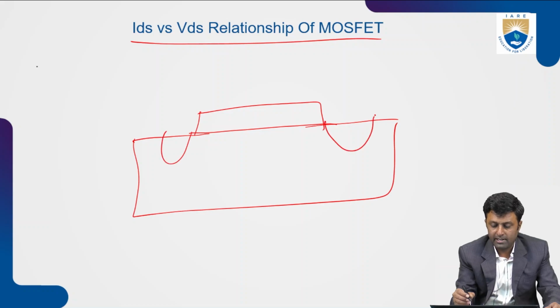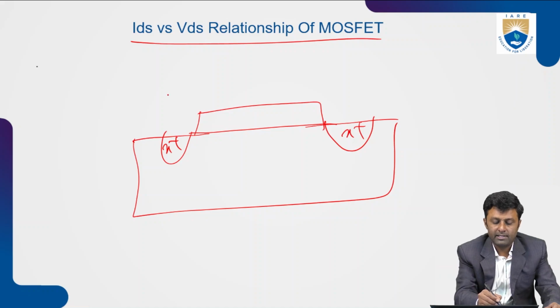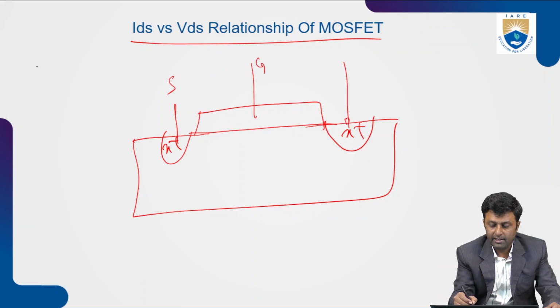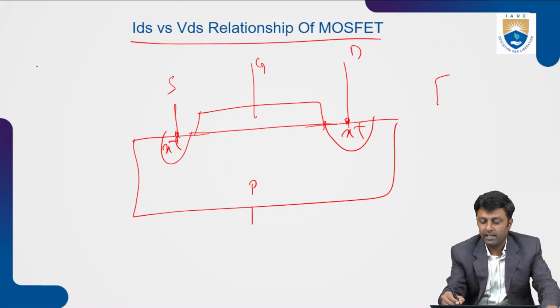Here, let us say it's an N-type transistor. This is the source, this is the gate, and this is the drain. It is lightly doped with the P-type substrate. Now this is the symbol of the N-type transistor, with the gate, the source, and the drain.